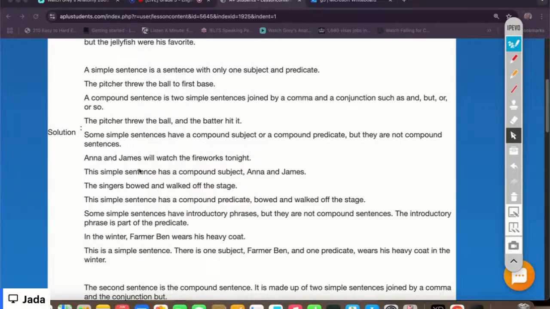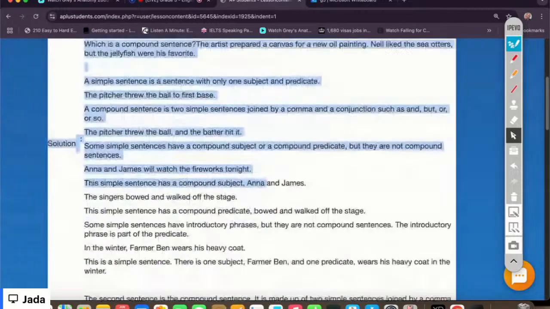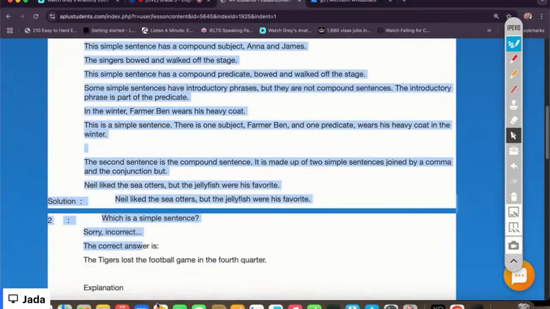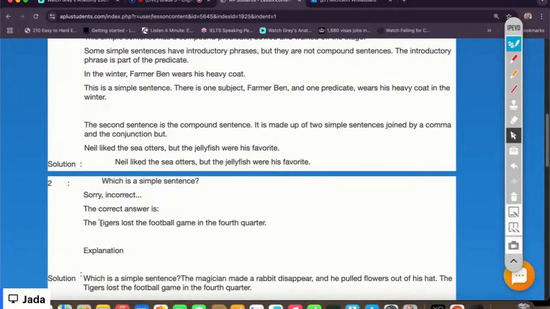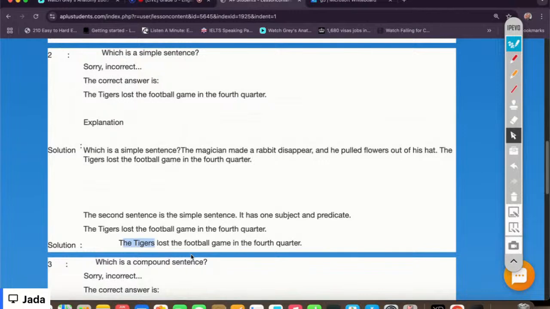Okay, so which is the compound sentence here? Neil liked the sea otters, but the jellyfish were his favorite. And of course, that is the compound sentence because it has a conjunction and a comma. Then, which is a simple sentence? The tiger lost the football game in the fourth quarter. And of course, that is the simple sentence because it has one subject and a predicate.